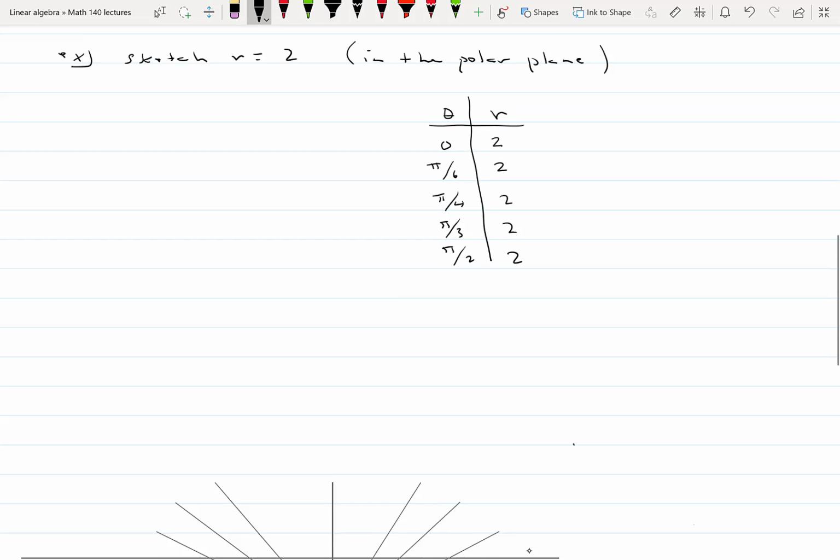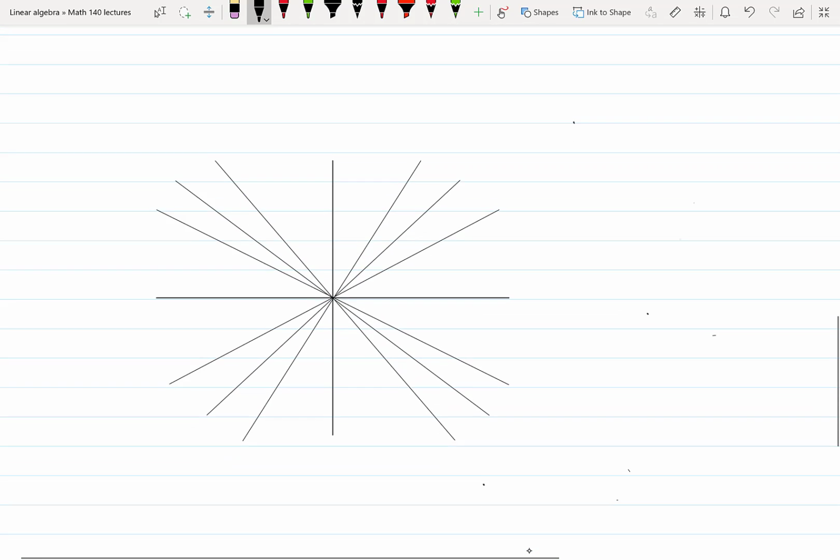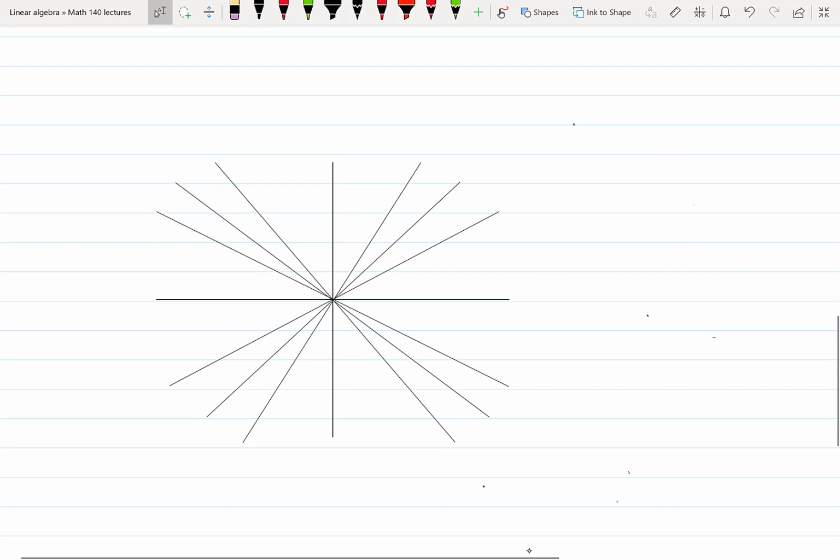Okay, if you're not sure about that, magically here's our polar plane, and I've graphed the polar plane. I'm going to use this drawing through the lecture. I've graphed the special angles. I've graphed theta equals pi over 6, pi over 4, pi over 3, theta equals 0, theta equals pi over 2, etc., the usual for our course.